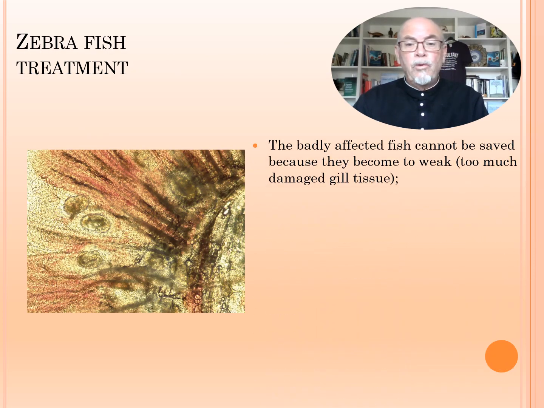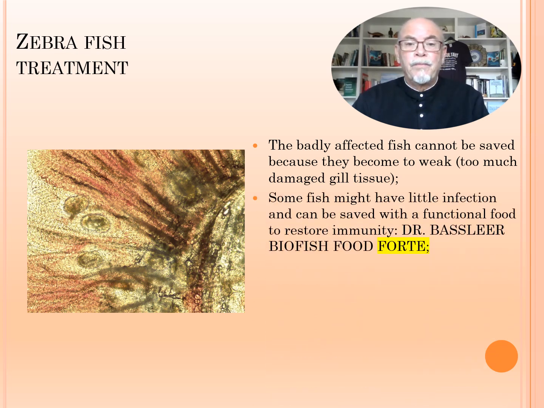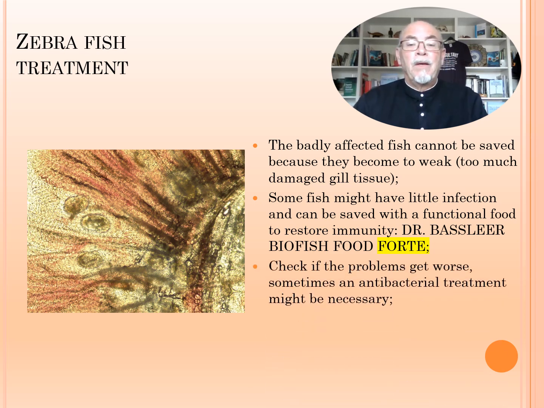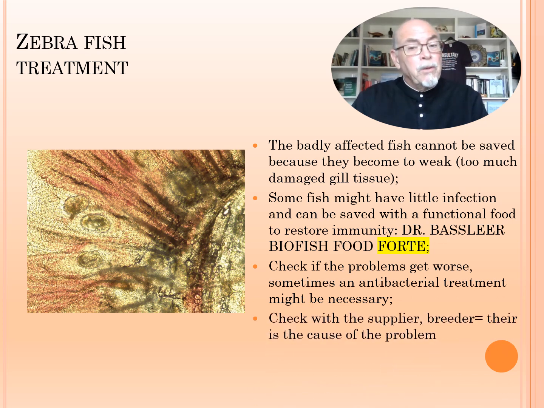So for the zebrafish, what can you do as a treatment? Well, the badly affected fish cannot be saved because they become too weak and have too much damaged gill tissue. Some fish might have only a little infection and can be saved by a functional food that restores the immunity and their health, so they can defend themselves against other pathogens or become stronger. Then we recommend using Dr. Bassleer Biofish Food Forte. Check if the problems get worse. Yes, sometimes an antibacterial treatment might be necessary if the fish gets weaker. Check with the supplier, the breeder, because there is the cause of the problem I explained in the previous diagram, where there are birds and snails.